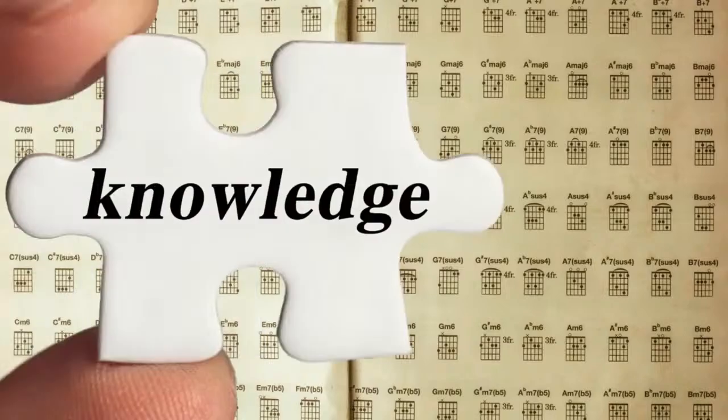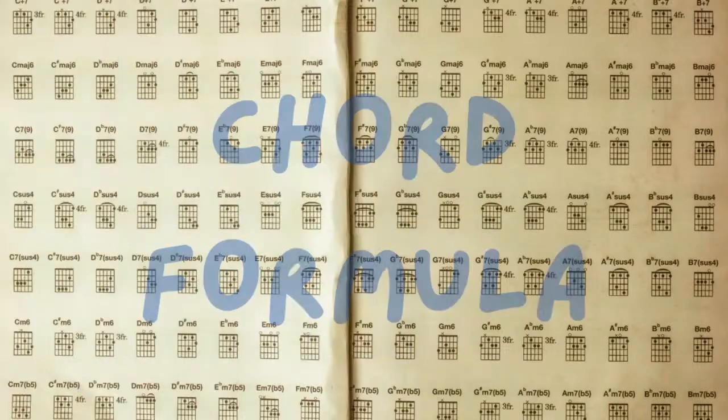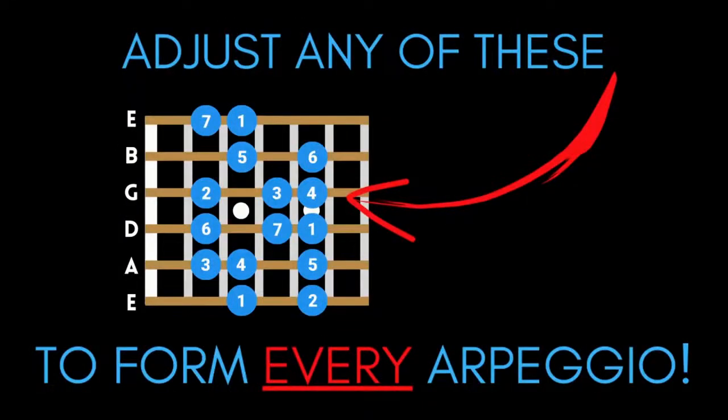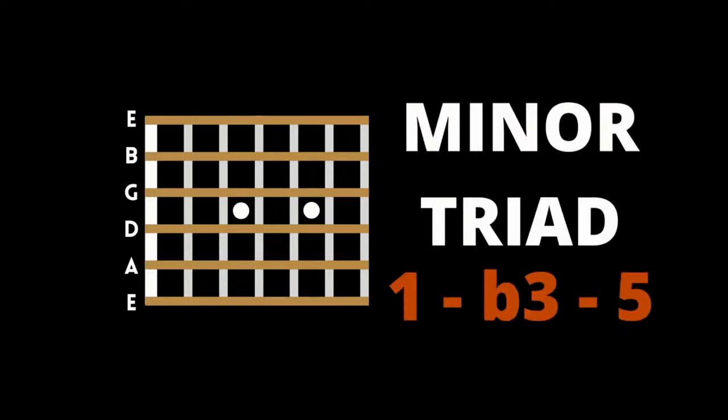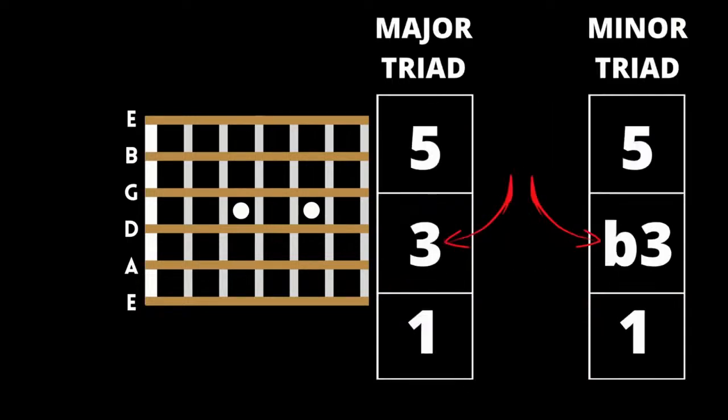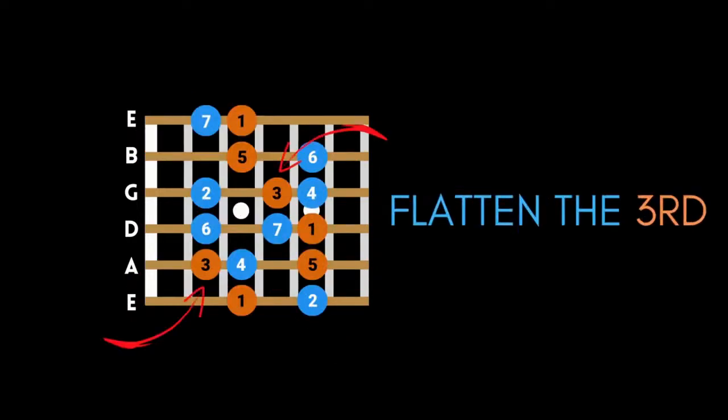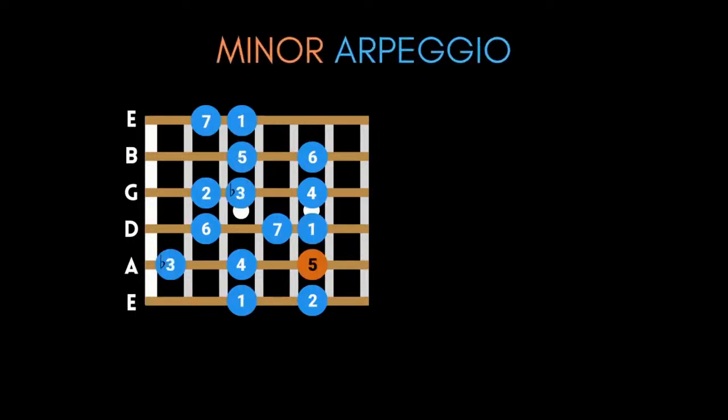If you have any knowledge on how chords are constructed using chord formula, then you can easily adjust certain intervals to form any other arpeggio you like. For example, the only difference between a major triad and a minor triad is the third, which has been flattened. So knowing this, we can now create a minor arpeggio, not by learning a brand new pattern, but by simply lowering the third in our major arpeggio by 1 fret, which would sound like this.